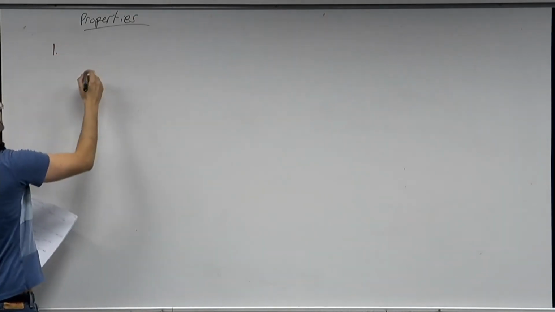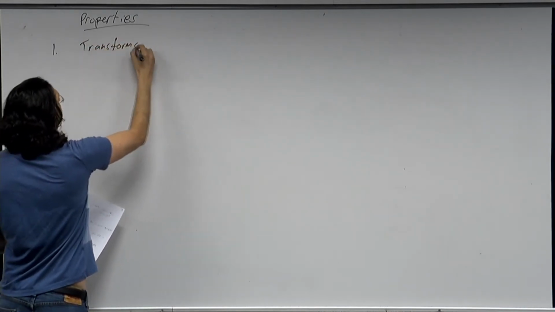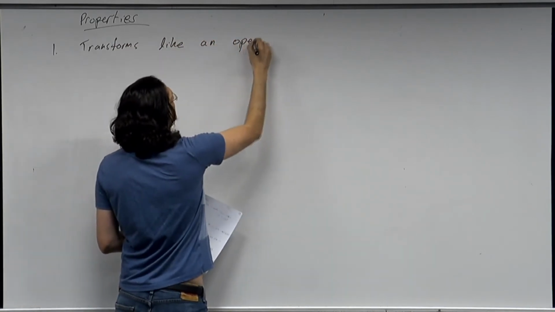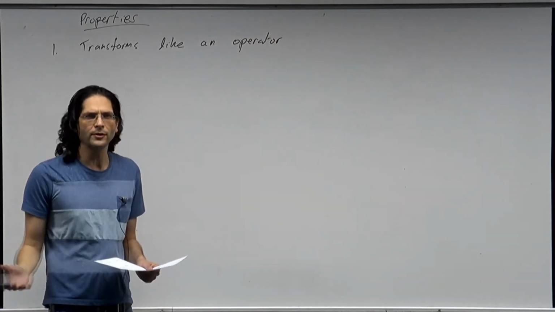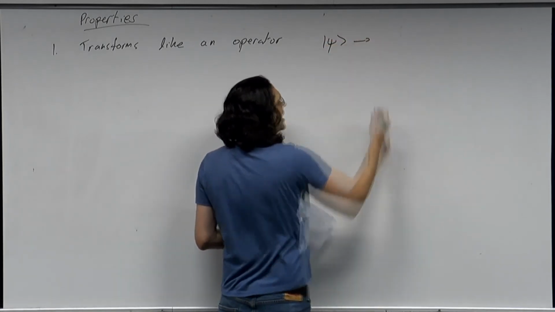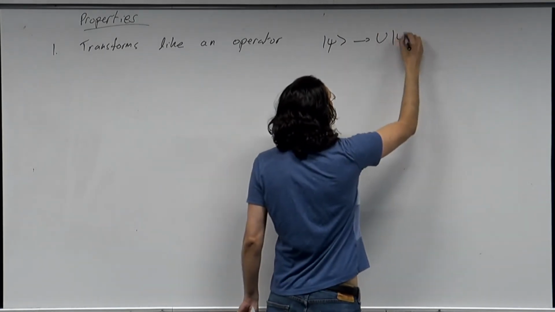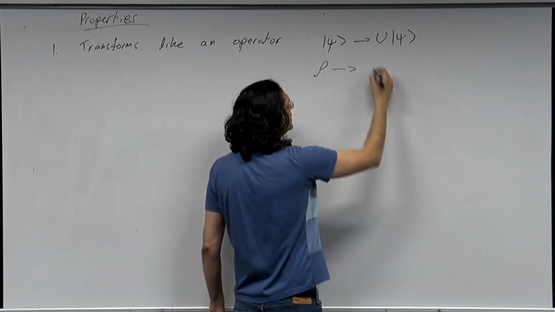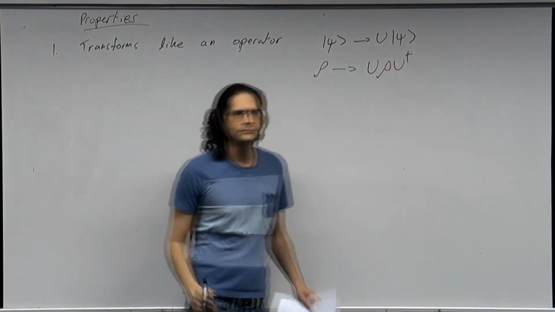The first one is that the density matrix transforms like an operator. This is why it's referred to as the density operator. It means that if I have some psi and it transforms under some unitary U into U psi, then rho under the same unitary will just transform as U rho U dagger.